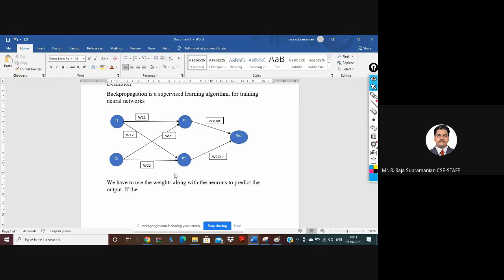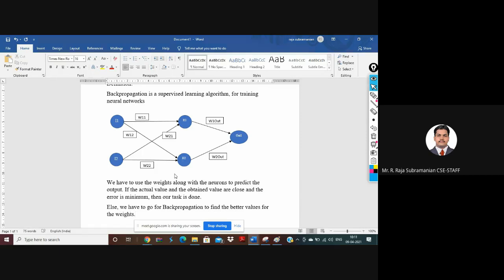If the actual value and the obtained value are close and the error is minimum, then our task is done. We don't have any other task. Else, what do we have to use? Else, we have to go for back propagation to find better values for the weights. So that's what we are going to do.